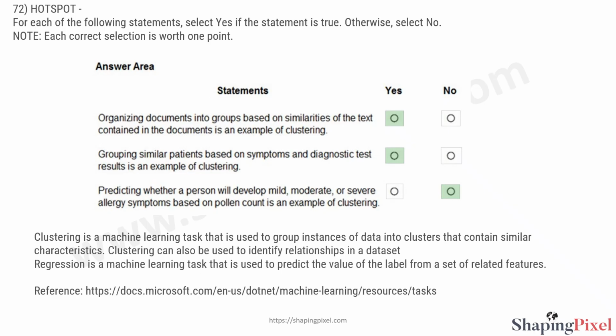Clustering is a machine learning task that is used to group instances of data into clusters that contain similar characteristics. Clustering can also be used to identify relationships in a dataset. Regression is a machine learning task that is used to predict the value of the label from a set of related features.